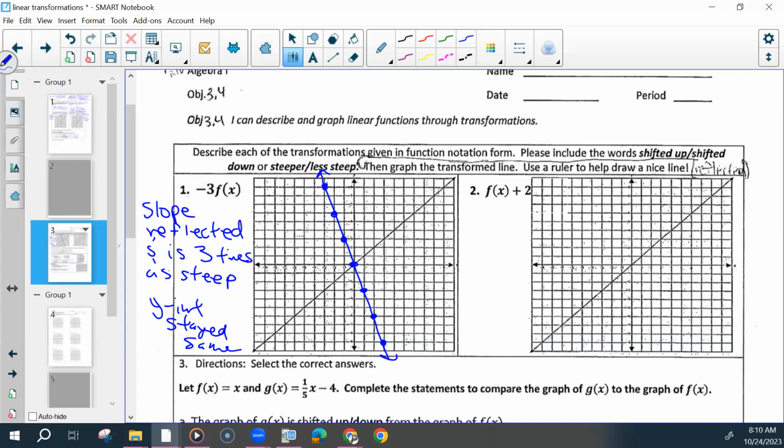When you have a line like this, you can really see the steeper or less steep. Think about if you were sledding or skating or something down these 2 lines. Would you get down the blue line or the original faster? Right. So this one is steeper because of how fast you would get down.